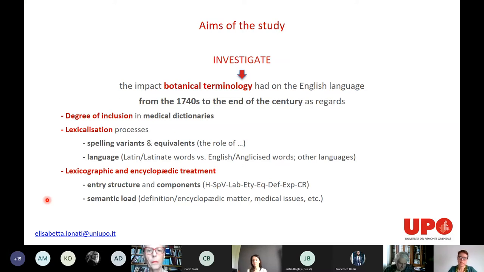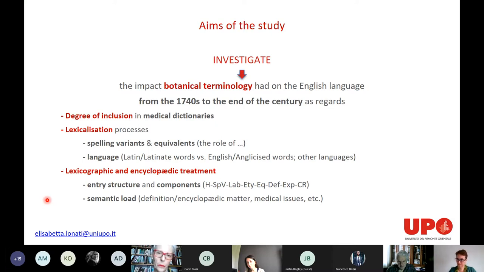The specific aim of this study is to investigate botanical terminology from the 1740s to the end of the century in relation to the degree of inclusion in medical dictionaries and lexicalization processes, which means spelling variants and the preference in how to lexicalize these new plants, the use of equivalents, and the language used to include these terms in the dictionary. So Latin or Latinate words versus English or Anglicized words, and also other languages, but transliterated names. But also lexicographic and encyclopedic treatment, and this is a more qualitative issue.